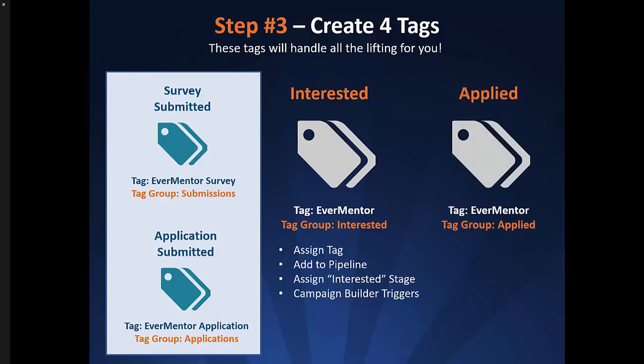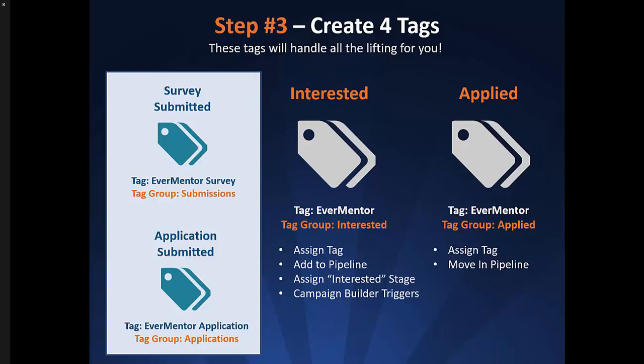But we're also going to create a tag for when they apply, when they fill out our application. And that tag could also be called EverMentor. And the tag group is going to be called Applied. So you have one tag group called Interested. You have another tag group called Applied. And so now with this one, that tag is going to be assigned to the prospect. They're not going to be added to a pipeline, but instead they're going to be moved in the same pipeline.